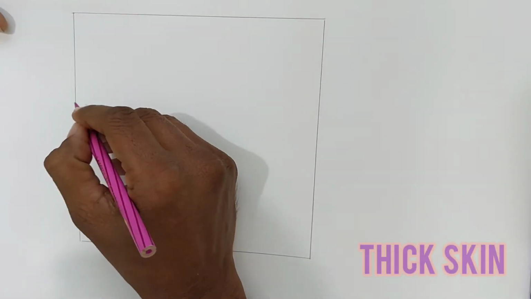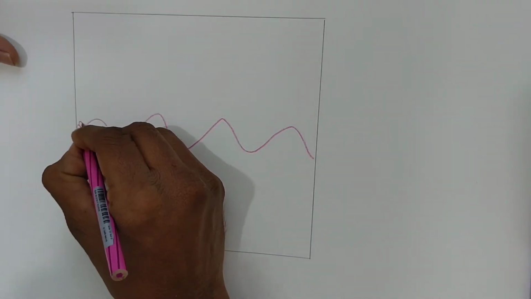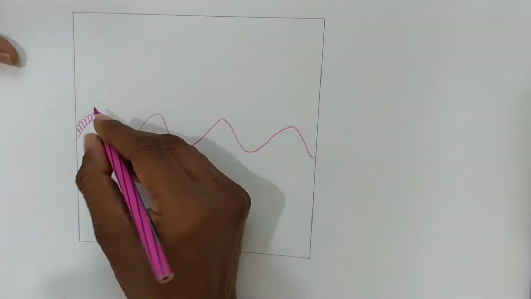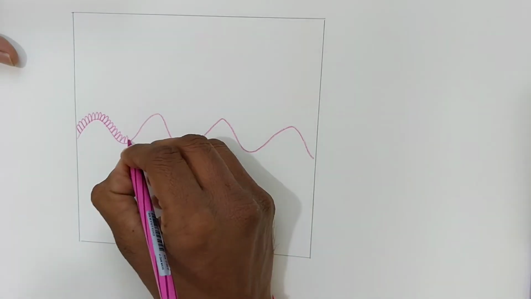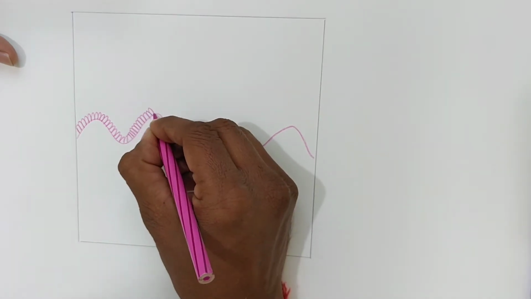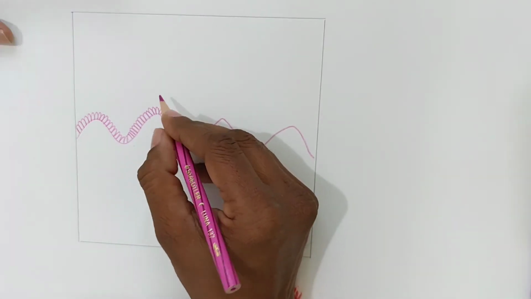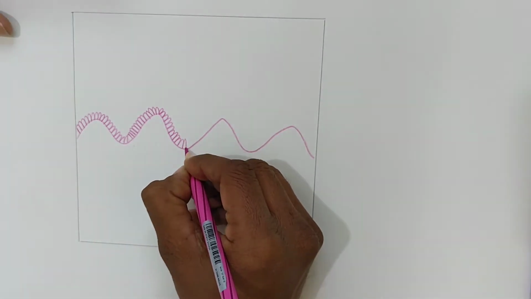Hello students. So today we are going to draw the histological diagram of thick skin. Then what are the identification points? The thick skin consists of the outer epidermis, which is nothing but the stratified squamous epithelium with a thick keratin layer, and the inner dermis, which is nothing but connective tissue along with the sweat glands.